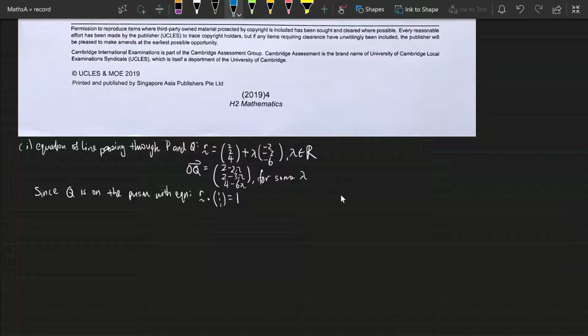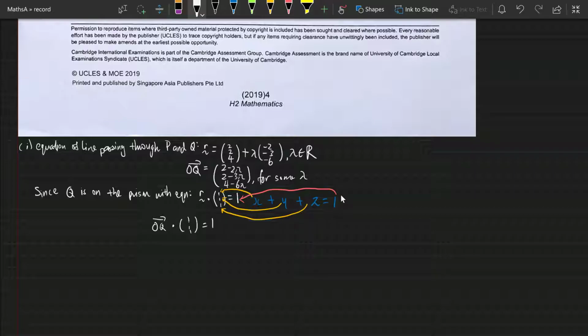Let me just spend a bit of time on this. x plus y plus z equals 1. What does this mean? This x here, the coefficient is 1, it's here. This coefficient y, it's here. And this coefficient z is here. And the 1 you see there, it's this one. So since Q lies on this, Q must also satisfy this equation. So this general point r I replace with the Q, and it must satisfy this equation.